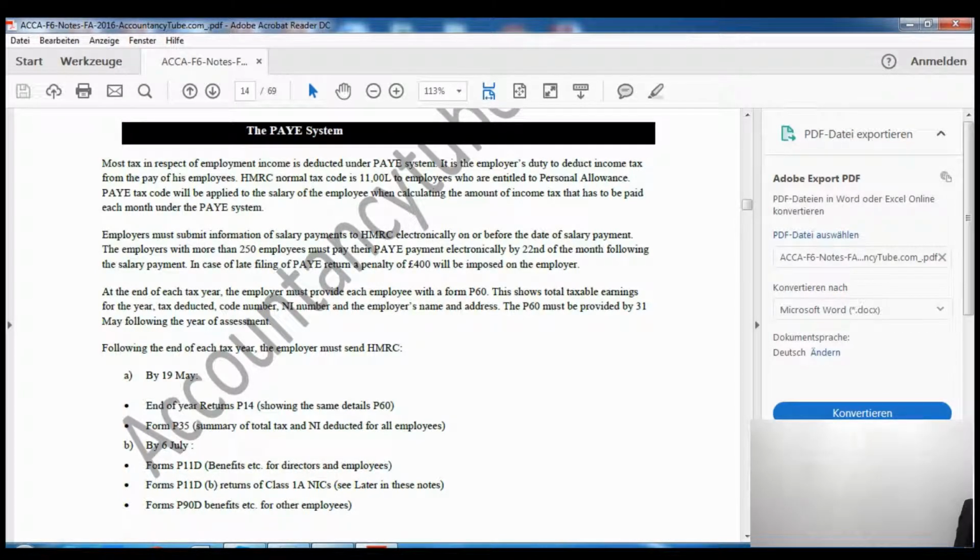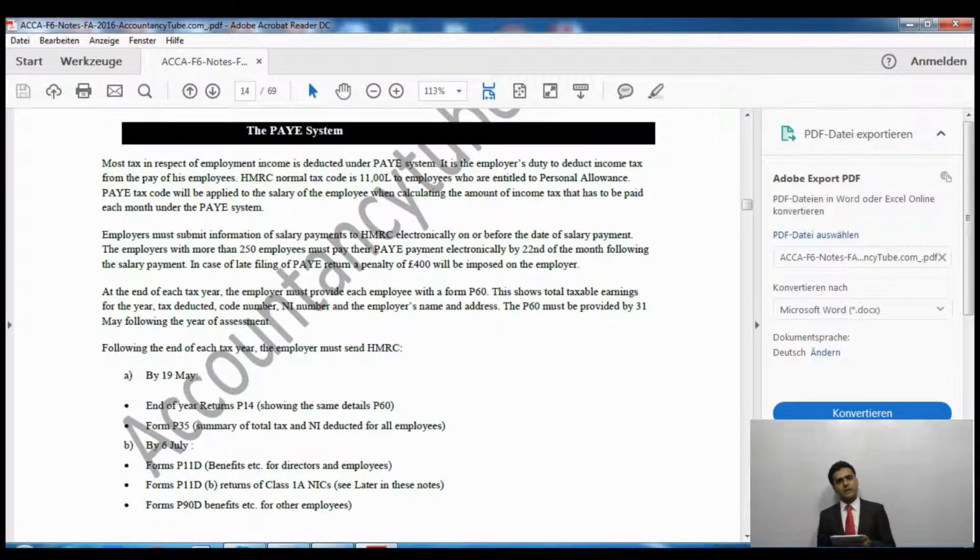Right, then it says 1100L is for employees who are entitled to the personal allowance. The PAYE tax code will be applied to the salary of employees when calculating the amount of income tax that has to be paid each month under the PAYE system. Now, employers must submit information on salary to HMRC electronically. When you have 250 or more employees, then you are a big business, isn't it? Then you have to submit the PAYE return electronically, by internet, by the 22nd of the month following the salary payment.